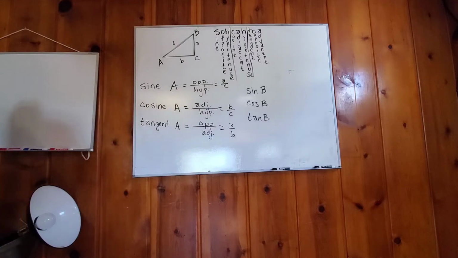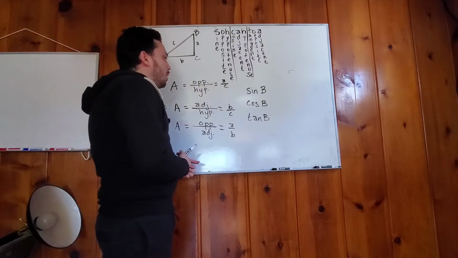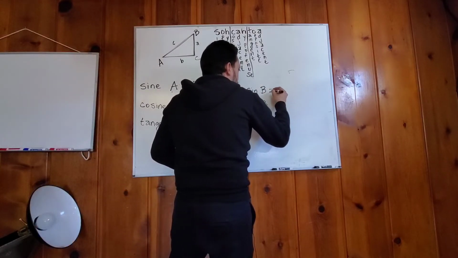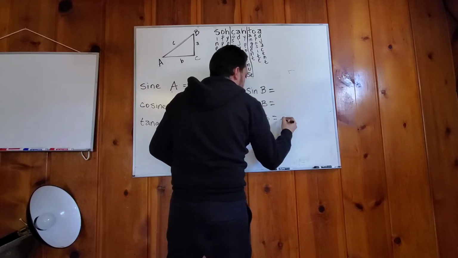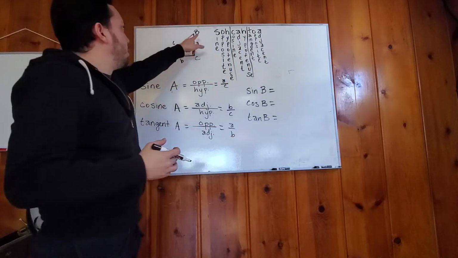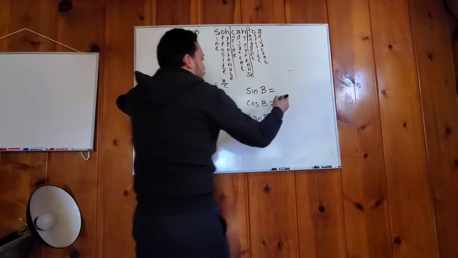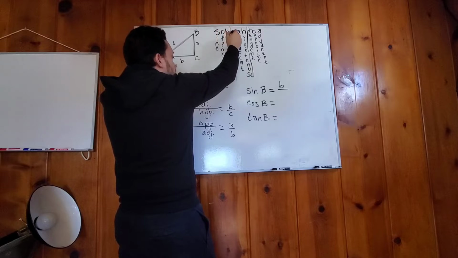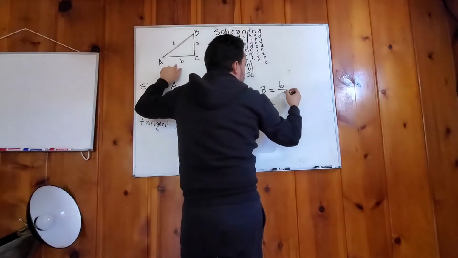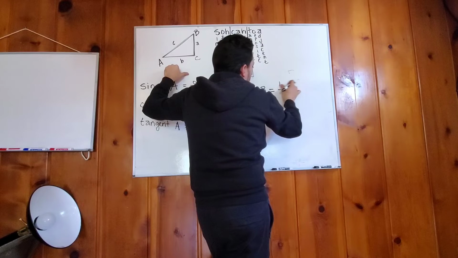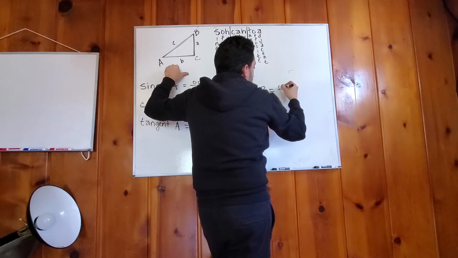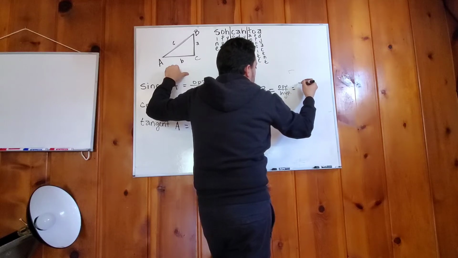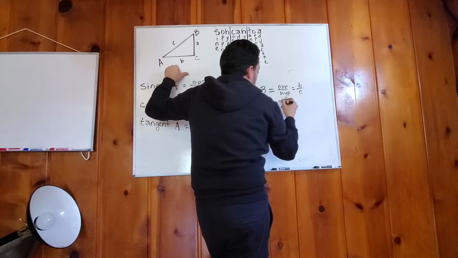And we have then sine B, cosine B, tangent B. So sine, cosine, and tangent of B, B being this angle. What is the opposite? The opposite is side B. And sine is opposite over hypotenuse. I'm actually going to write it down so that you get into the habit of knowing what it is. Opposite is B over C.